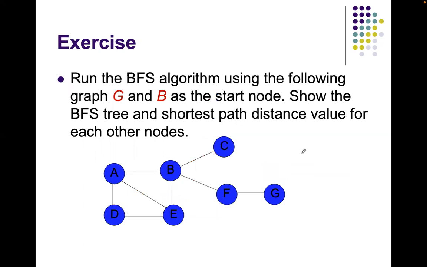So I'm giving you an exercise here. This is the same graph, but in this example we are going to run the BFS algorithm using B as the start node. That means the input is G and S, but the value of S is B. So we'll run the BFS algorithm starting from B. You have to show the BFS tree and the shortest path distance value for each other node from B. Try that by yourself, and we'll talk about it in the next segment.